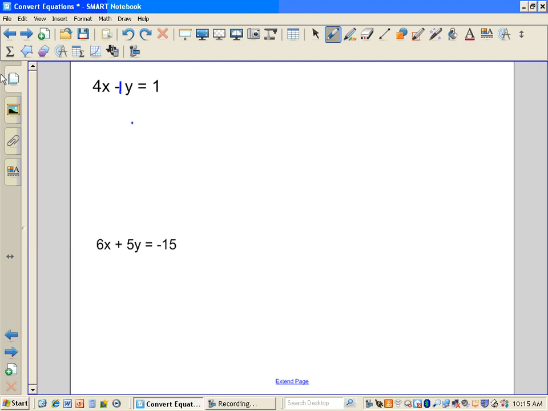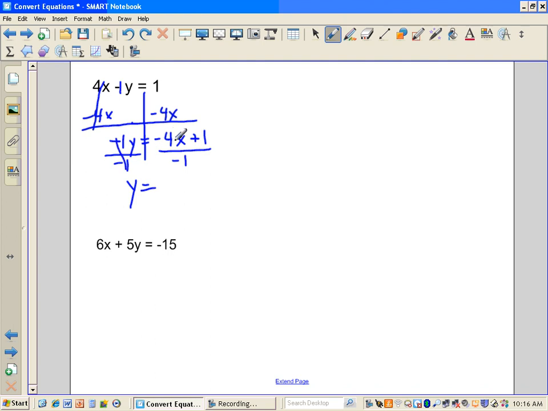Okay, I want to bring the 4x over to the other side, so I'm going to subtract 4x from both sides. Subtract 4x. X's cancel. Negative 1y is equal to negative 4x plus 1. Cannot leave a negative 1 with the y, so we need to divide by negative 1. Y is equal to negative 4 divided by negative 1 is positive 4. X, 1 divided by negative 1 is negative 1. So there is my slope-intercept form.